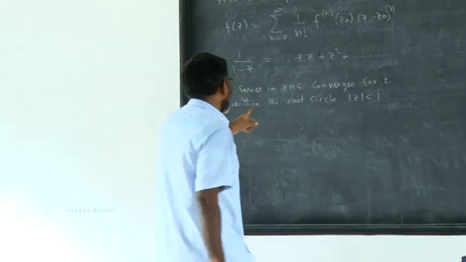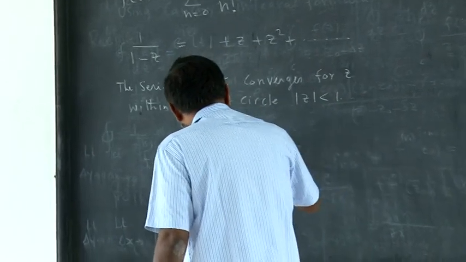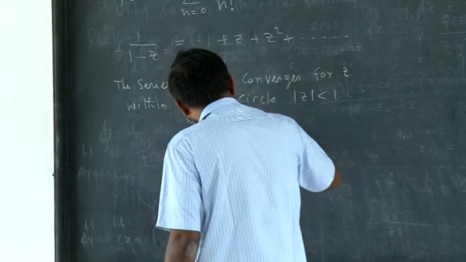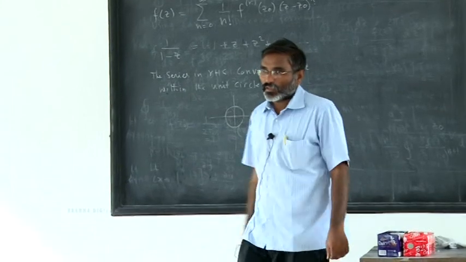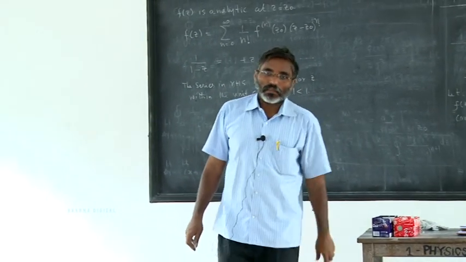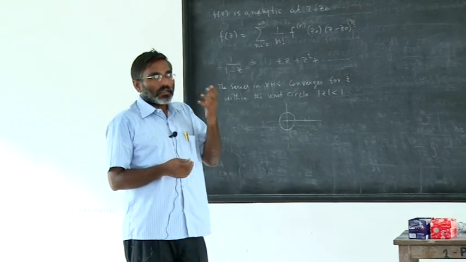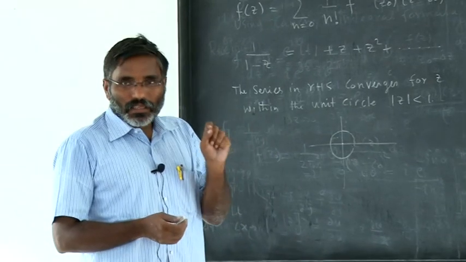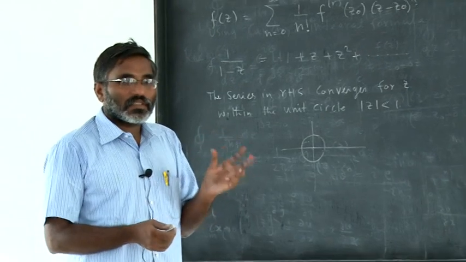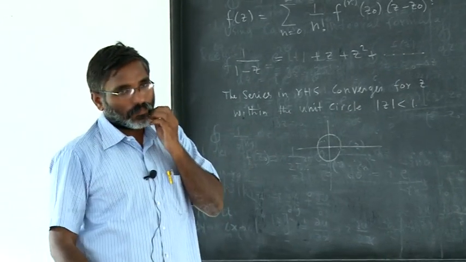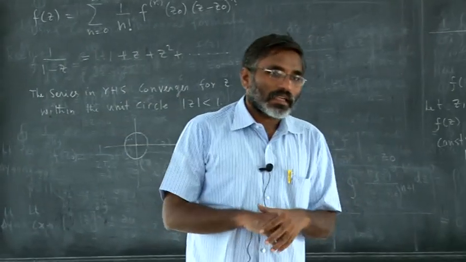For example, in this case, if you have this complex plane, you are expanding it around this point, and you have a unit circle. For every point in the unit circle, this series will converge to this function, or this function can be expanded. So we have to ask a question: if you expand a complex function at a point where it is analytic, the Taylor series converges only in some region around that point. So you have to be careful.